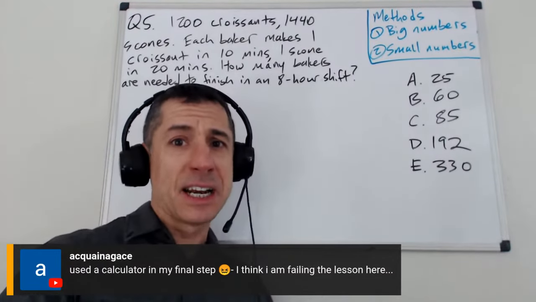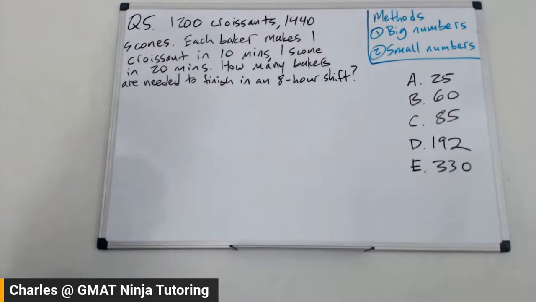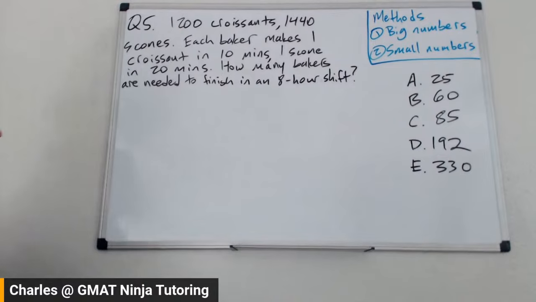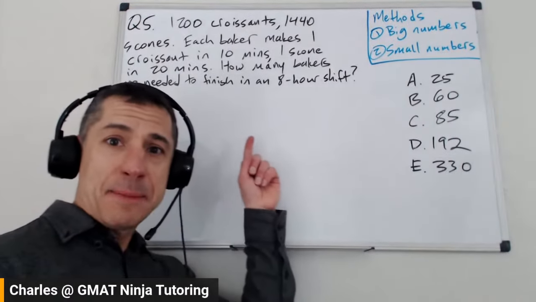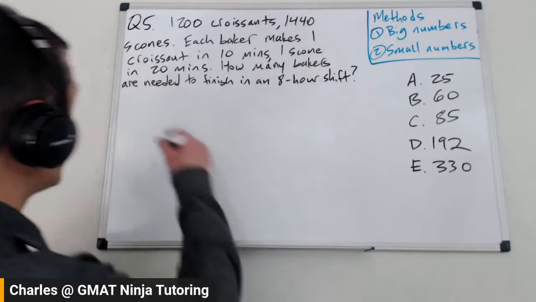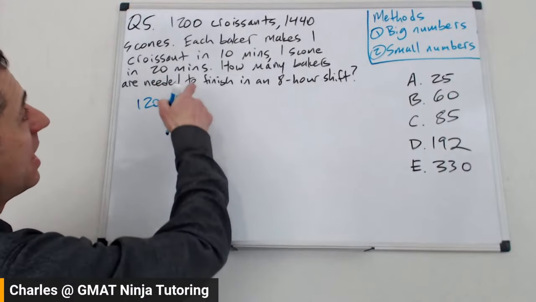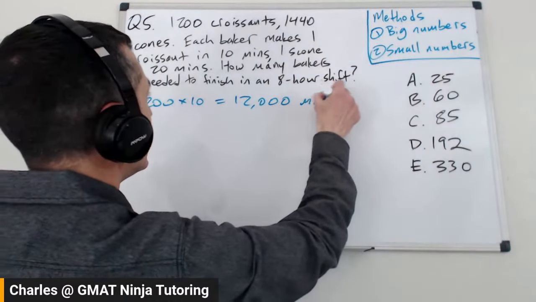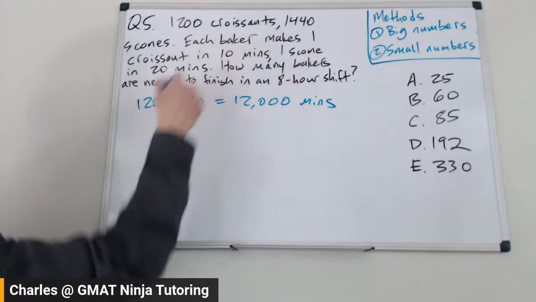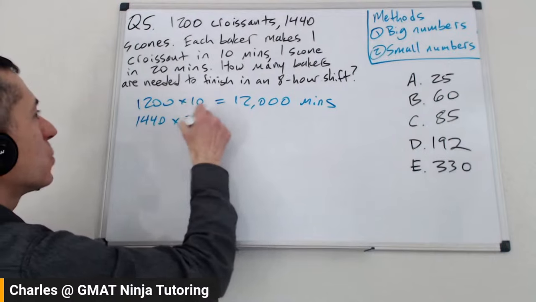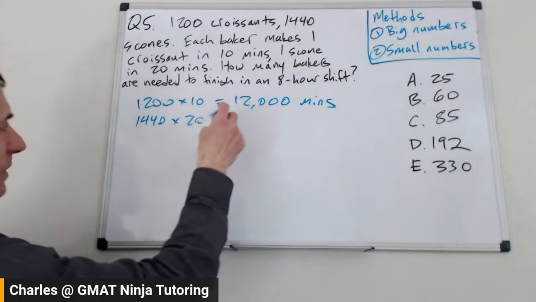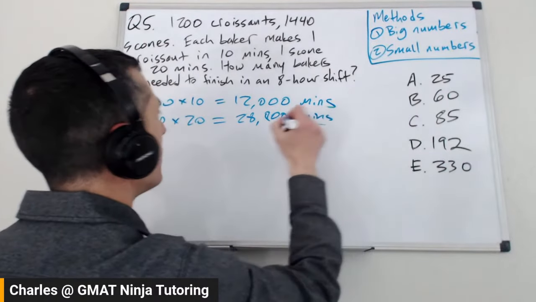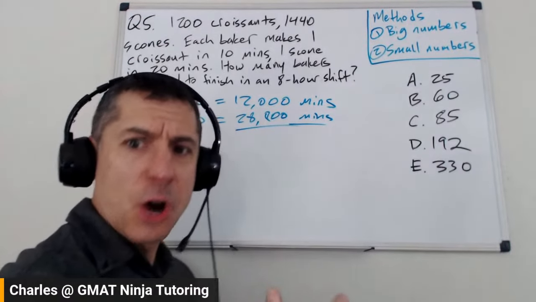This one's pretty tough. I see a lot of damage on this as we teach students and they're doing similar questions. All right. A lot of people here, first instinct is to say, well, all right, how many minutes do I need to make an entire batch of croissants? So I see, 1,200 croissants times 10 minutes per croissant. We've got 12,000 minutes needed. And the scones, we got 1,440 times 20. So that's, this is getting bad fast. This is 28,800 minutes. And then I can add those up and you see where this is going. This is getting really rough here.